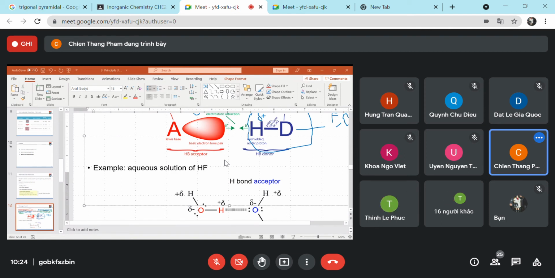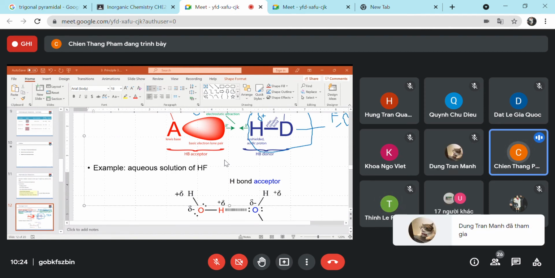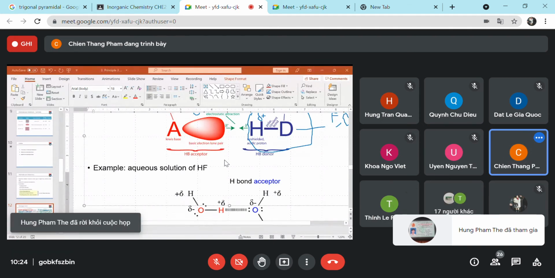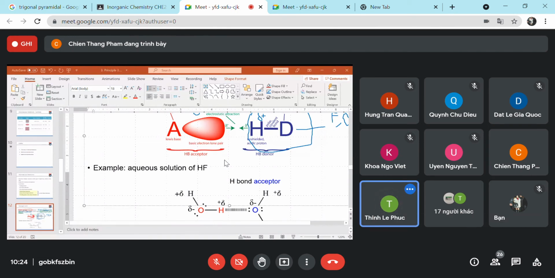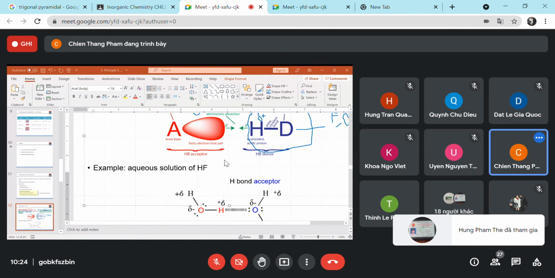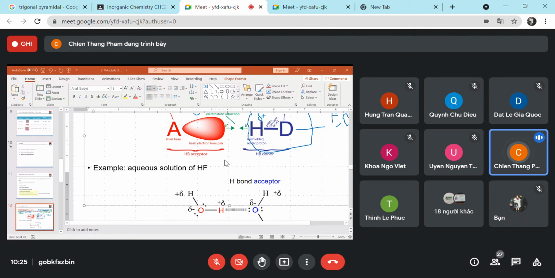Okay, so let's discuss this question. How many types of hydrogen bonds in aqueous solution of HF? One type of hydrogen bond. Between which molecule and which molecules, please?